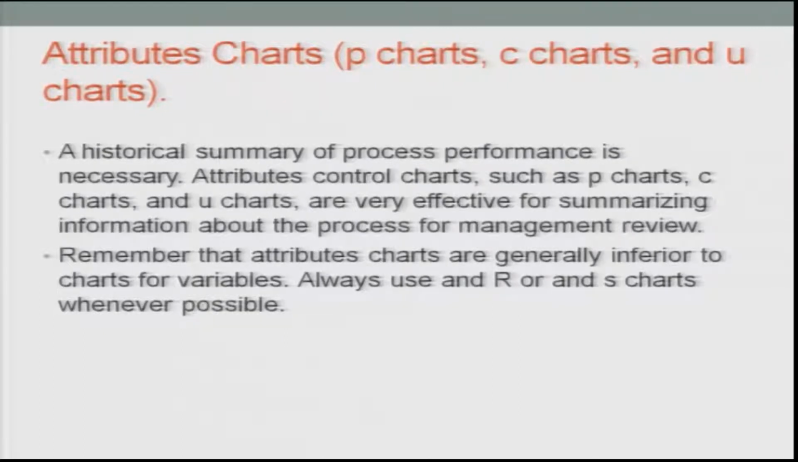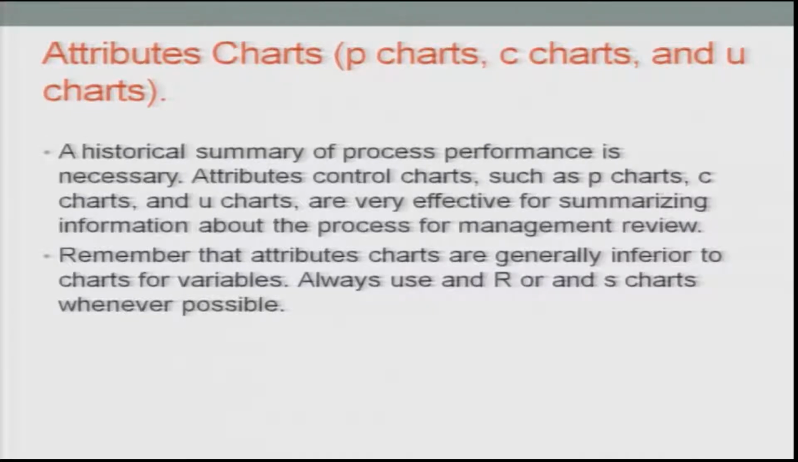So, historical summary of the process performance is necessary. So, attribute control charts, the P chart, C chart, U charts, are very effective for summarizing information about the process for management review, and then the management can study and pass concrete judgment about the whole process, how it is going. Remember that attribute charts are generally inferior to charts for variables, which we did mention. So, always use the R or the S charts whenever possible.